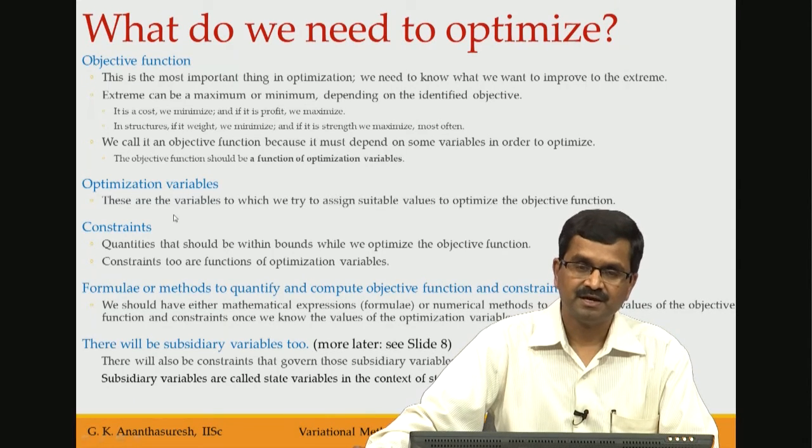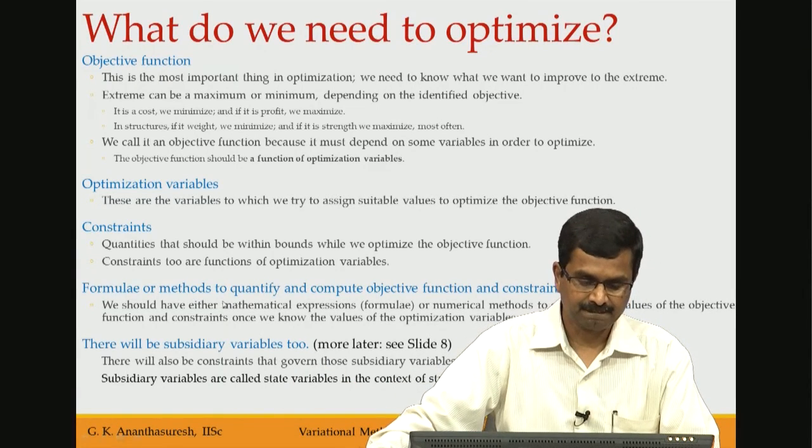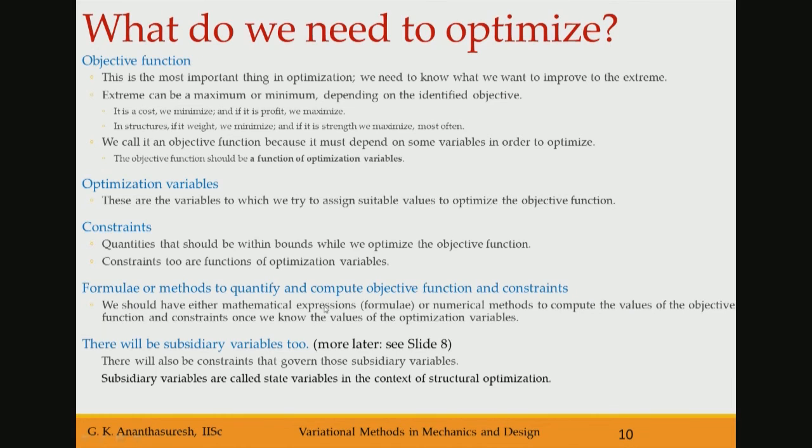Those constraints can be equalities, inequalities, linear, nonlinear, all of those variants. And you also need some method to compute the objective function and constraints whenever the variables are known. That is something you need to do optimization. It should all be mathematical, and there will be some other variables too, which we call subsidiary variables or state variables. These also will be there in our optimization problem.